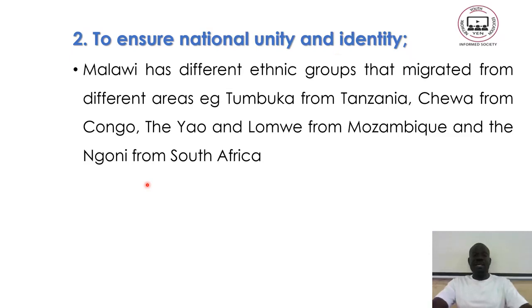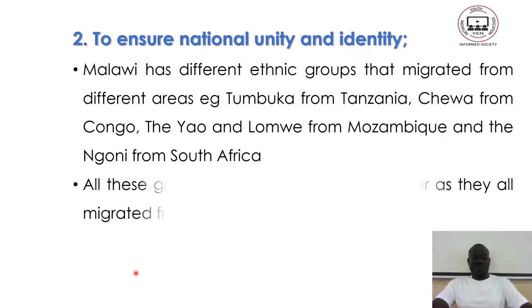So Malawi is a united country made up of different ethnic groups who migrated from different places at some point in time. We are no longer going back to Tanzania. We are no longer going back to Mozambique. We are no longer going back to South Africa. Even the Chewa are no longer going back to Congo. No one is going back. But we are Malawians. We are here. So we have to know that identity so that we foster national unity.